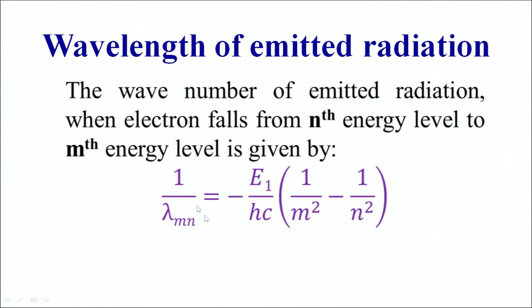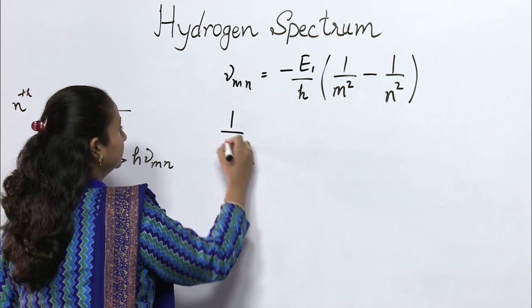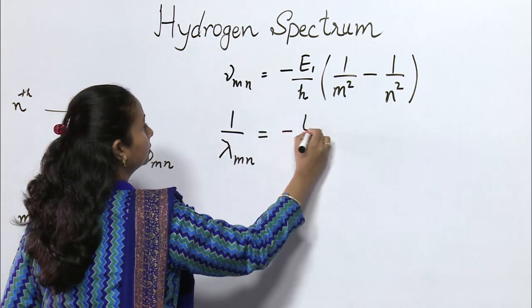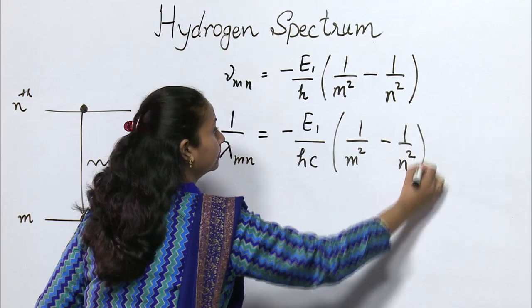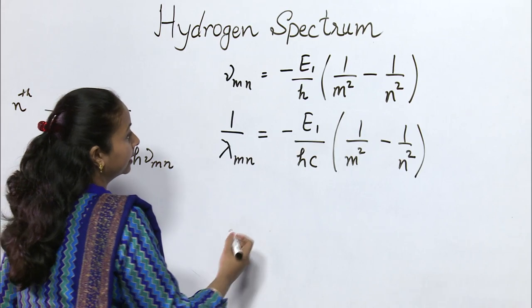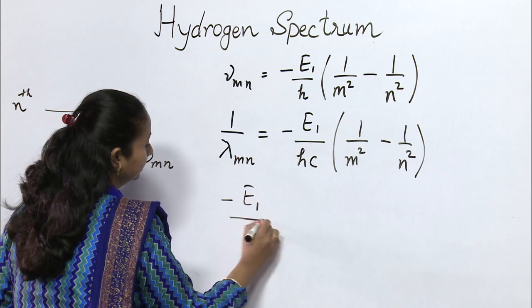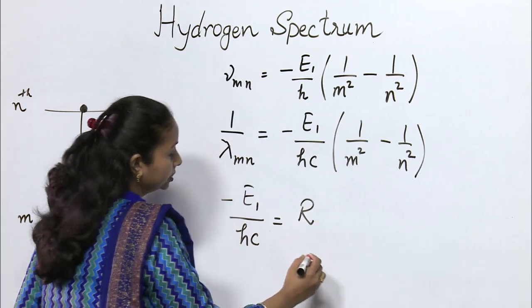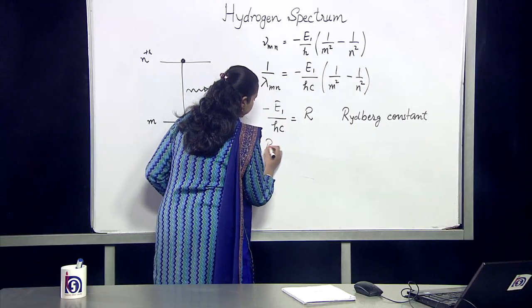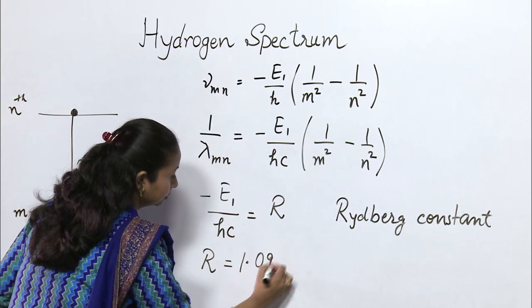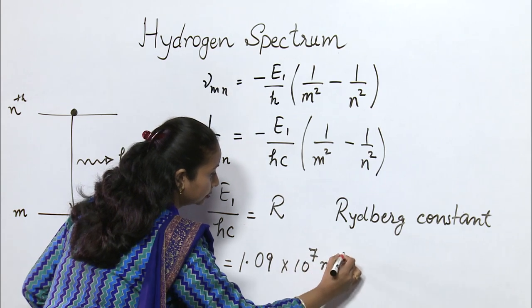So 1 over lambda mn is the wave number, which is equal to minus E1 by hc times 1 over m square minus 1 over n square. These equations can be further simplified by substituting minus E1 by hc equal to R, which is a universal constant known as the Rydberg constant. After substituting the values here, we get R equal to 1.09 into 10 to the power 7 meter inverse.